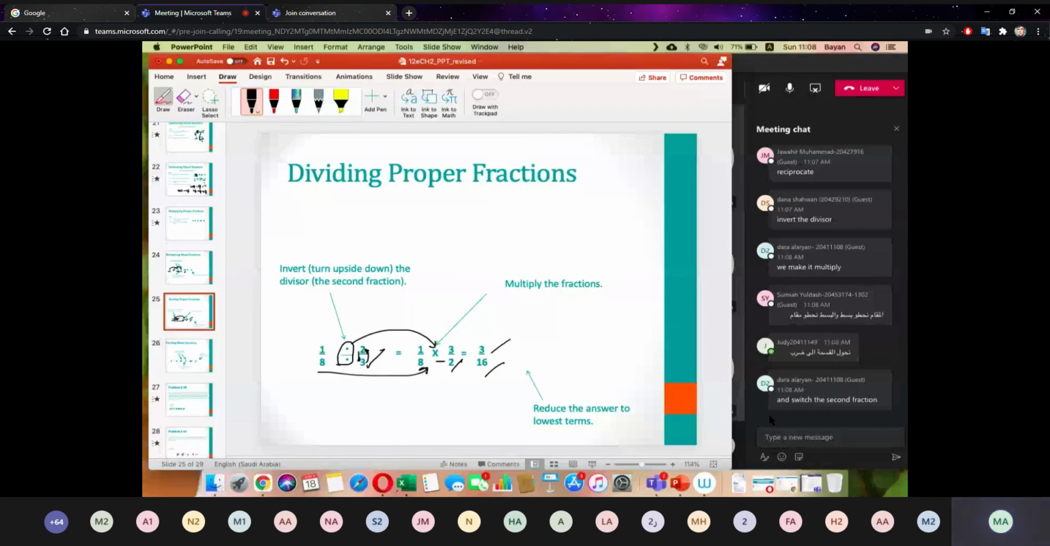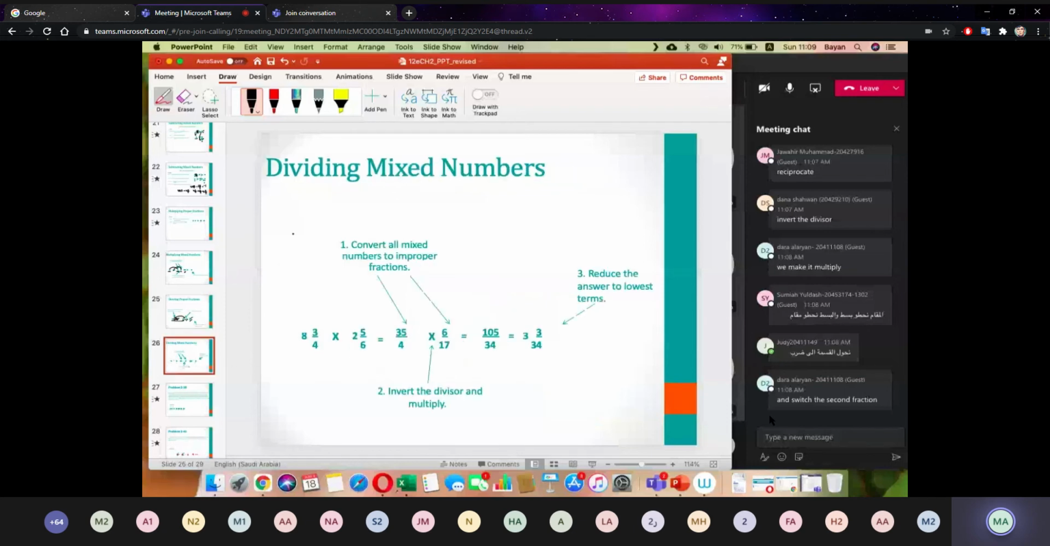First thing, we change it from dividing to become multiplying. Then we upside down the second fraction. So you have 2 over 3 becomes 3 over 2. Then we multiply directly. Here, this one is dividing. This one is not multiplying. This one is dividing.